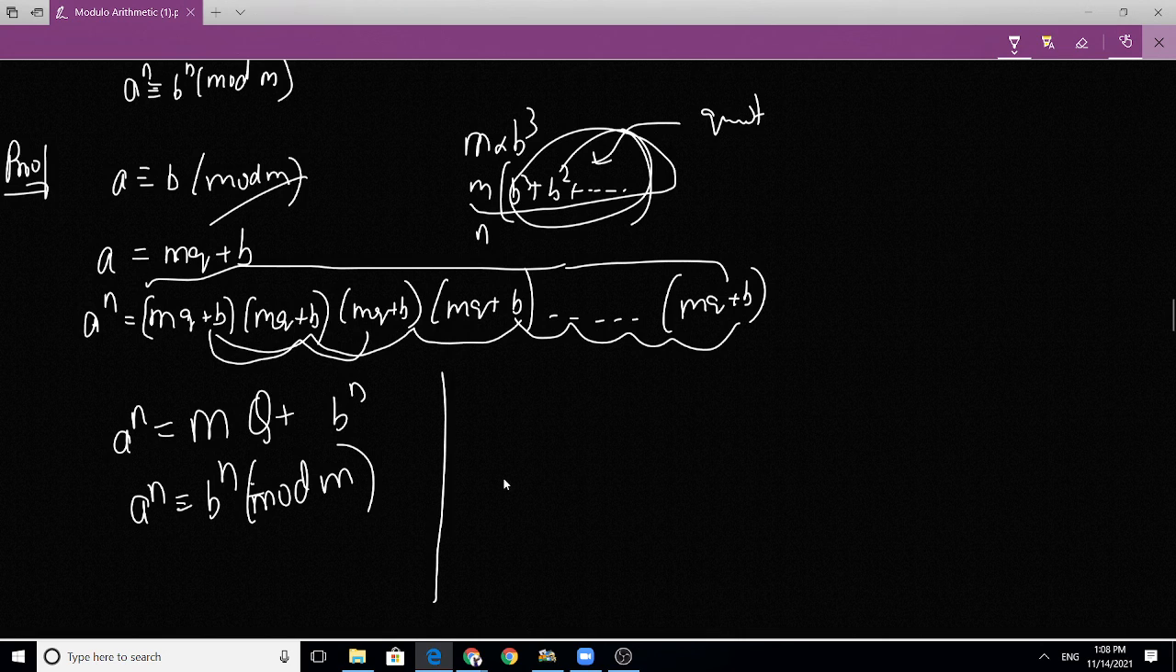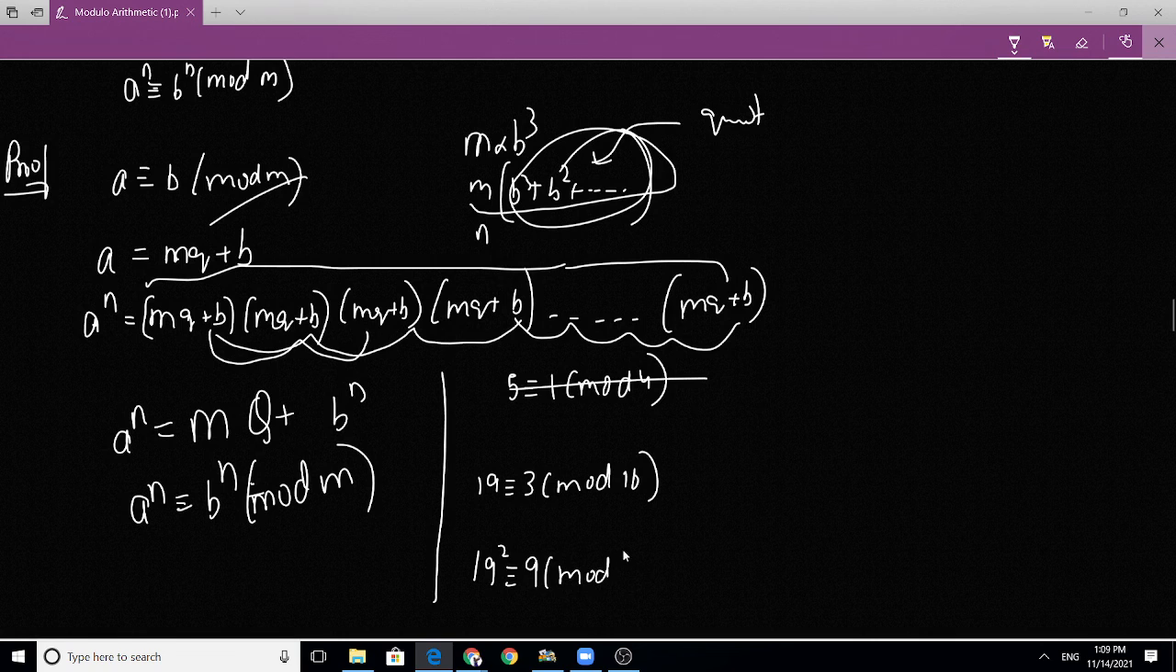So I'm going to give some example now. This is a place where you need some proper example. So if I have 5 congruent to 1 mod 4. So why do you want to take 1? Fine, I'm going to give a better example. Okay, fine. 19 congruent to 3 mod 16. I can write 19 square congruent to 9 mod 16. What's 19 square? I don't remember.